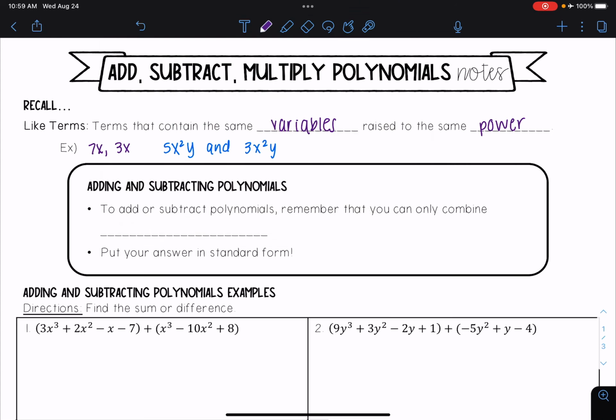And so when we're looking at adding, subtracting polynomials, we have to remember that we can only combine like terms. Everything else cannot be combined. And then we want to put our answer in standard form. So remember, that means that we want our highest exponent first and write those in descending order.